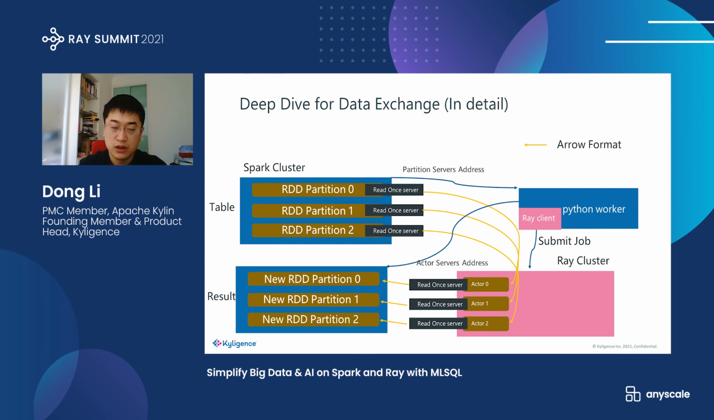So in this way, the processed data can be obtained from Ray. As a result, we just use socket servers to exchange data from Spark to Ray, and also get the result from Ray to Spark. It is distributed and partitioned. With this, we can avoid data shuffling to improve the exchange efficiency.